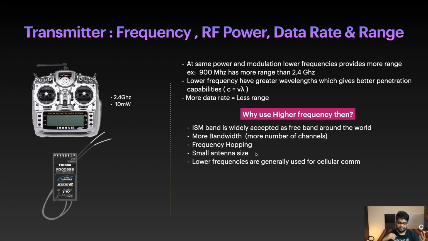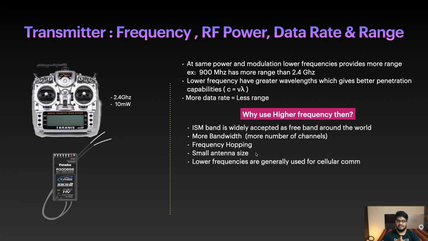So this is the entire bandwidth, the entire range into which the frequency is divided. The higher frequencies give you more bandwidth, so you have more number of channels. It also helps in frequency hopping. The more channels you have, the better you can hop between these channels. So that is another reason to use high frequencies.